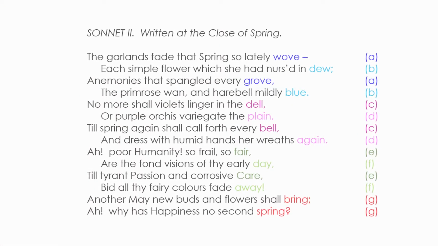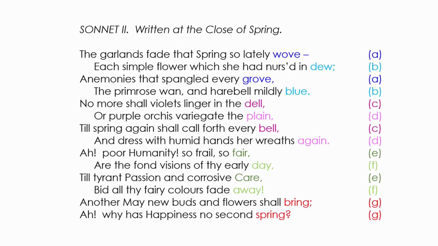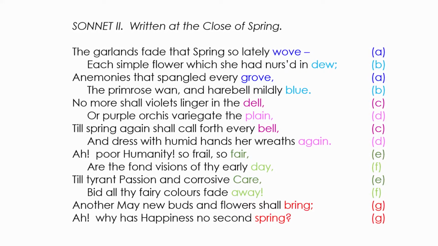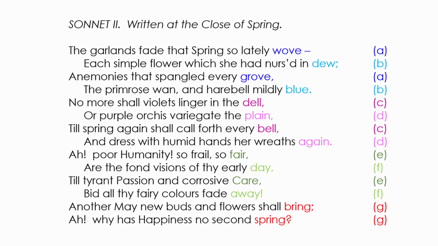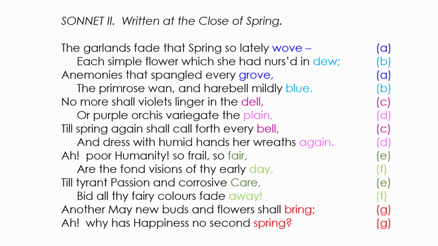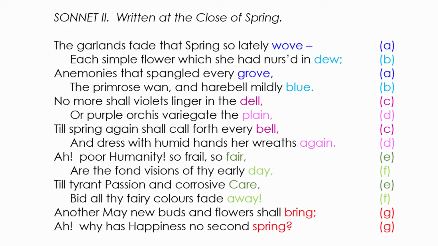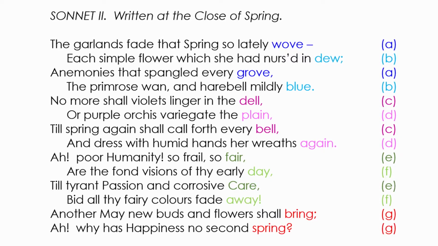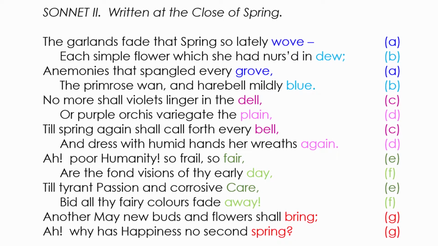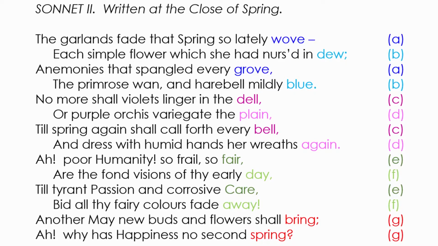So I want to start by looking at the rhyme scheme and the form of the poem. In Smith's poem, we have A, B, A, B: wove, dew, grove, blue. We have C, D, C, D: dell, plain, bell, again. E, F, E, F: fair, day, care, away. G, G: bring, spring. And that is absolutely, fundamentally a Shakespearean sonnet, also called an English sonnet.